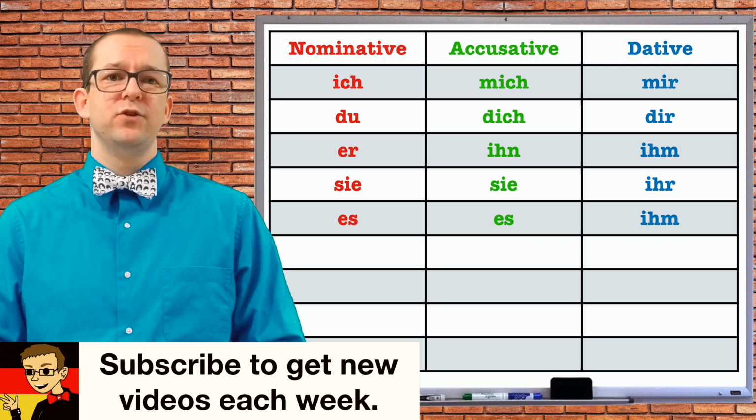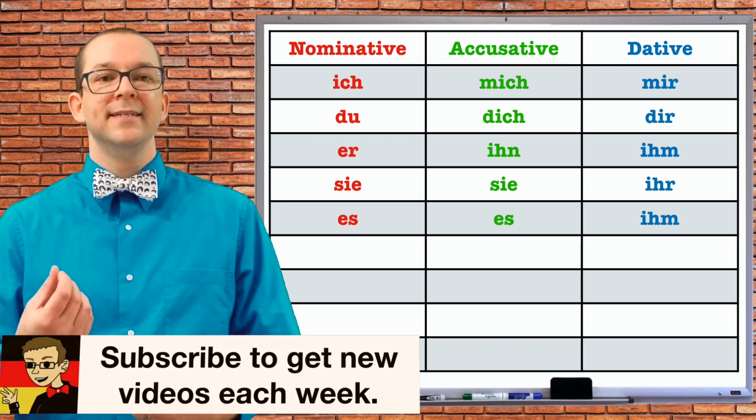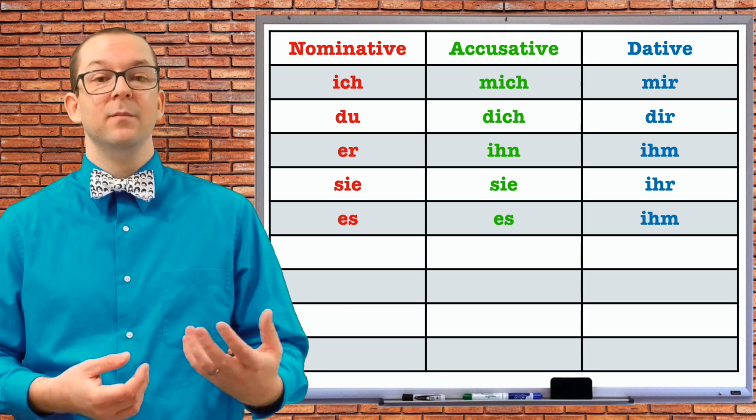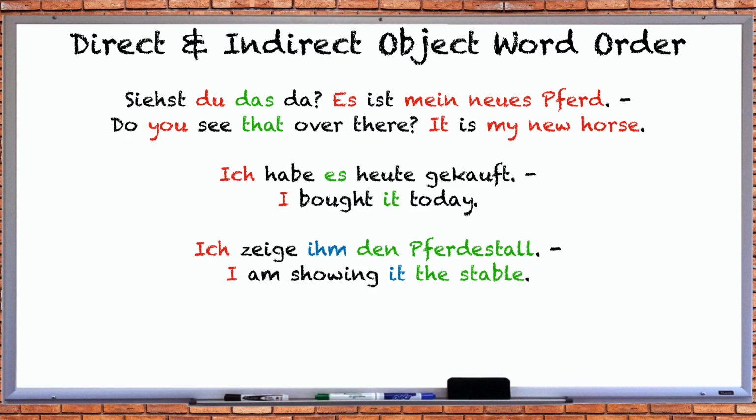When es is used to replace neuter nouns in either the nominative or accusative cases, it remains es, but in the dative case, it becomes ihm, just like the masculine form ihm in the dative. Siehst du das da? Es ist mein neues Pferd. Do you see that over there? It's my new horse. Ich habe es heute gekauft. I bought it today. Ich zeige ihm den Pferdestall. I am showing it the stable.